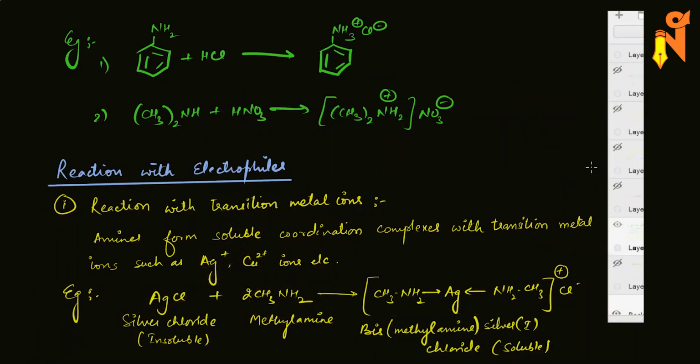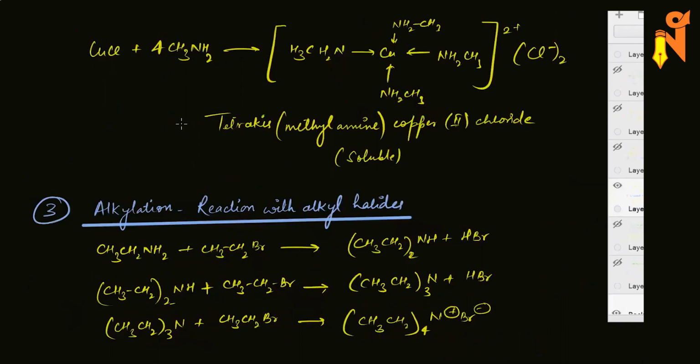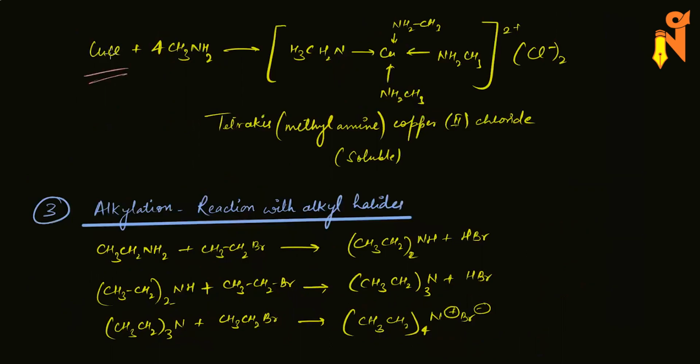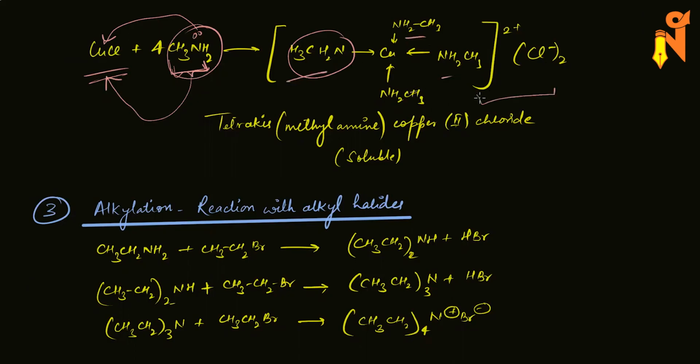So the next similar example we have is with CuCl2. Cu also has empty orbitals, and the nitrogen of CH3NH2 tends to give its pair of electrons into copper's empty orbital, and here it forms the complex with 4 CH3NH2. So 4 ligands, monodentate ligands, will attach to Cu, and 4 of such will form coordinate bonds, and a coordination complex will be formed. This complex is tetrakis(methylamine) copper(II) chloride.